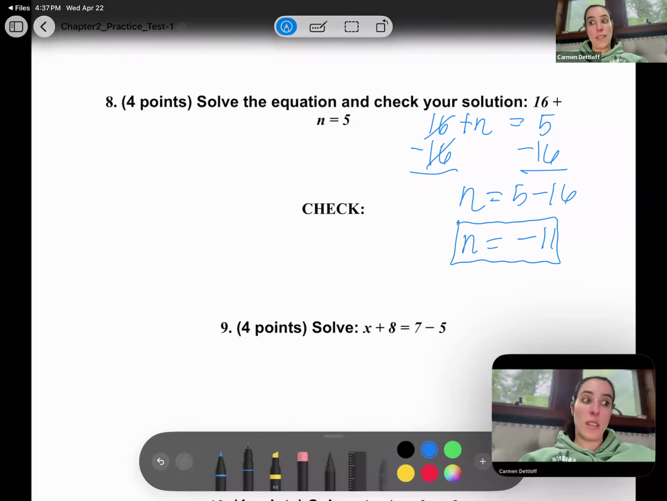If you're having trouble with the mental math, you can use your calculator. If you don't have a calculator, you can get one on Amazon for like $10, or you can borrow one from L200.